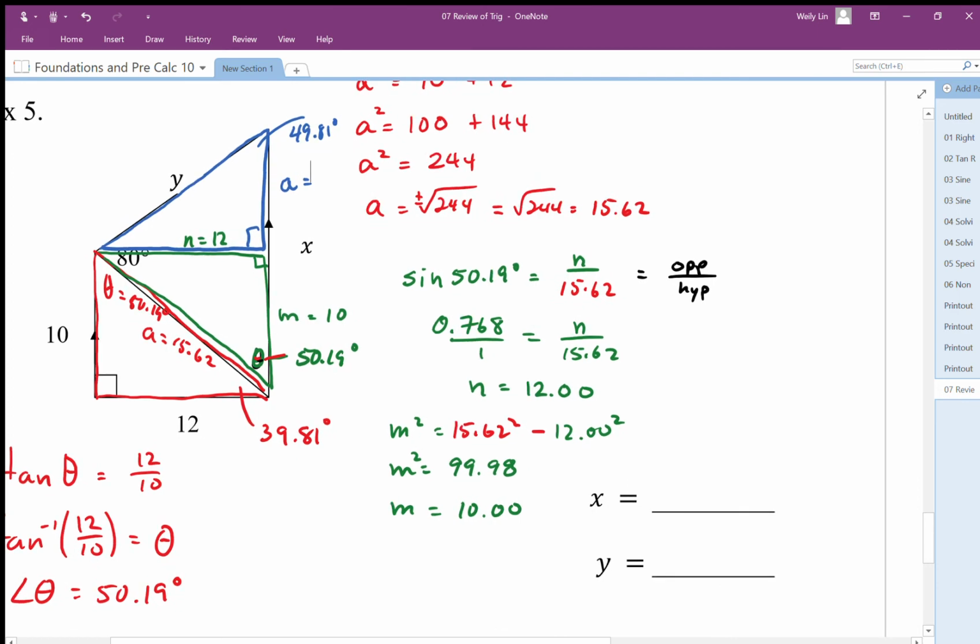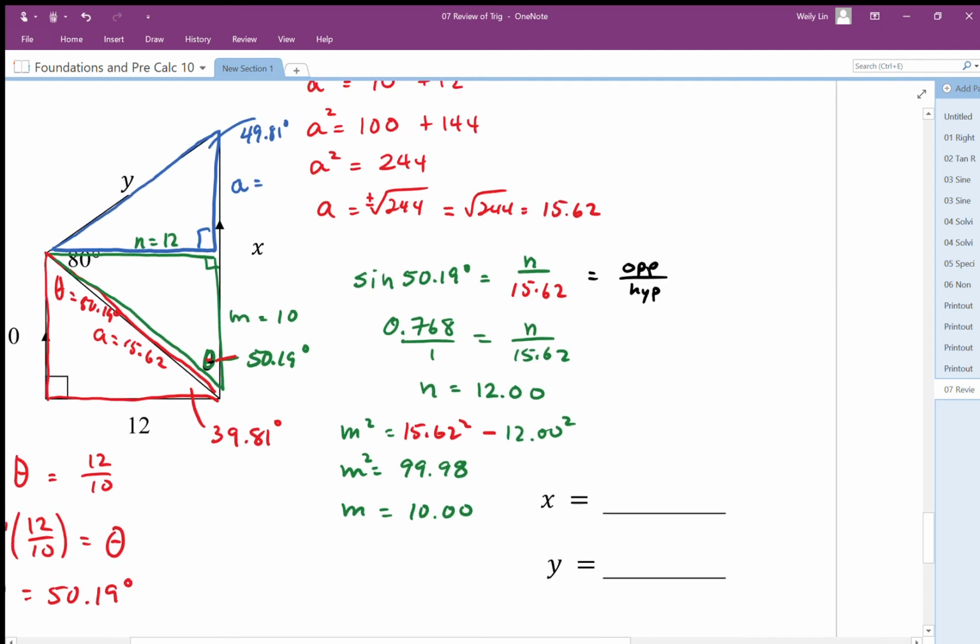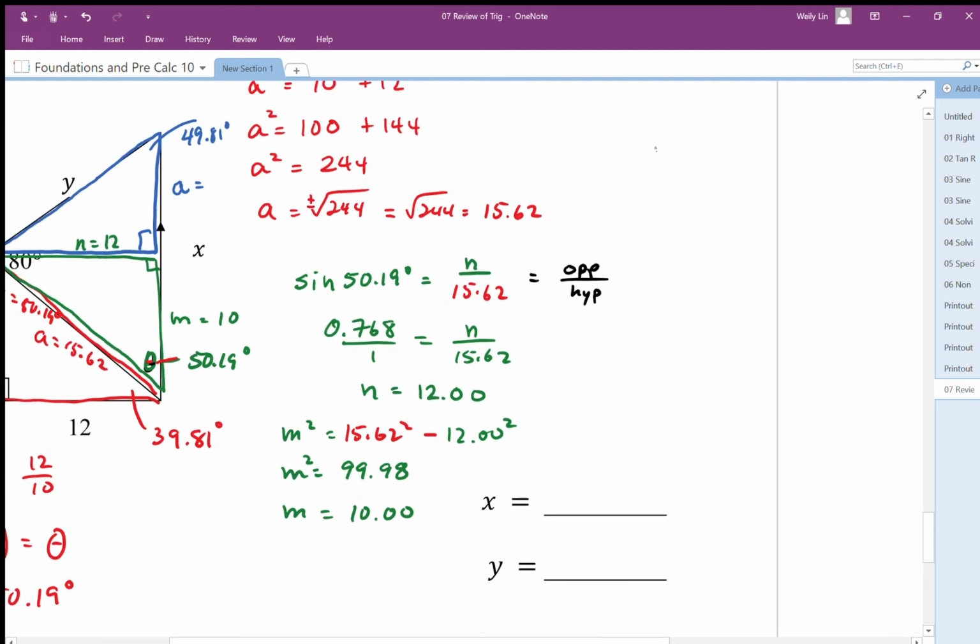Actually, I'm going to find side y, and to find side y, I'm going to use this angle. So hypotenuse and opposite. Opposite over hypotenuse is sine. So sine of 49.81 degrees is equal to the opposite side, which we calculated to be 12, compared to the hypotenuse, which is the side we're looking for, which is y.